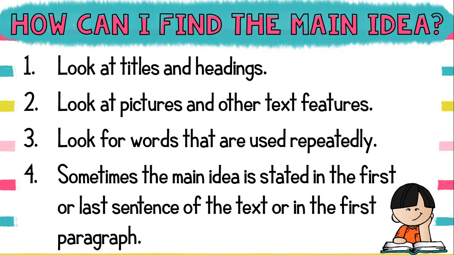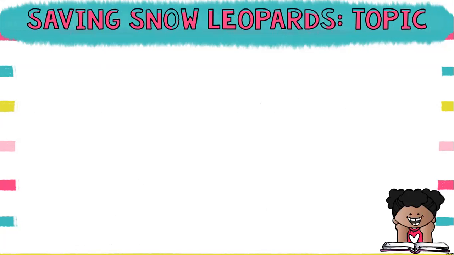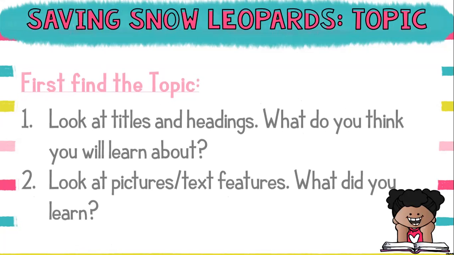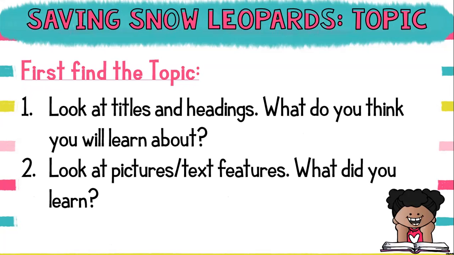But the author doesn't always give me the main idea. Sometimes I have to infer it. All right, so let's look at Saving Snow Leopards, and let's look at our topic. So the first thing I need to figure out is what is the topic of the text.